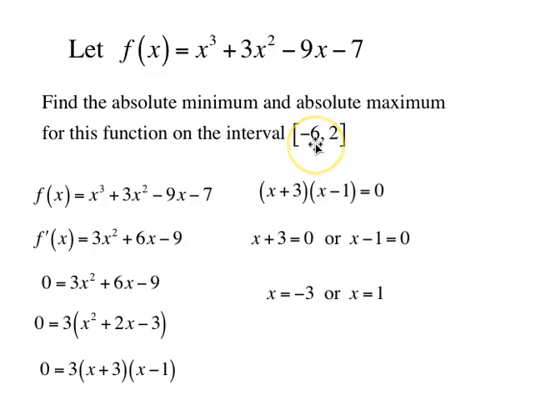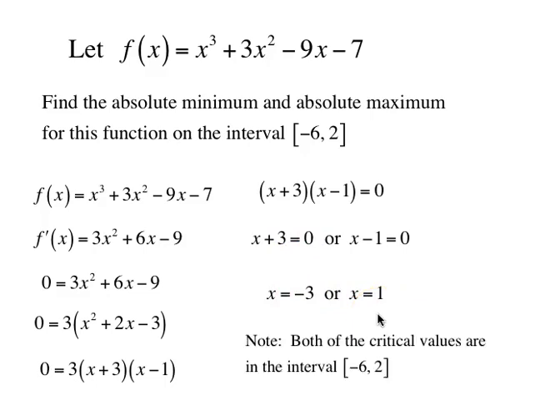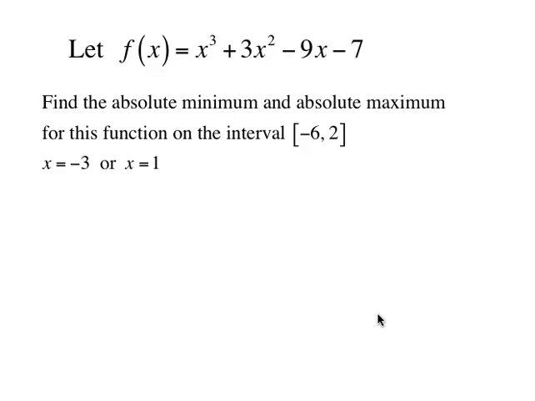So you've got to check the endpoints, check negative 6 and 2. Check the critical points in between, check negative 3 and 1. Highest of the high is the max. Lowest of the low is the min. So again, we're going to check them both because they're in the interval. Let's go through that process.